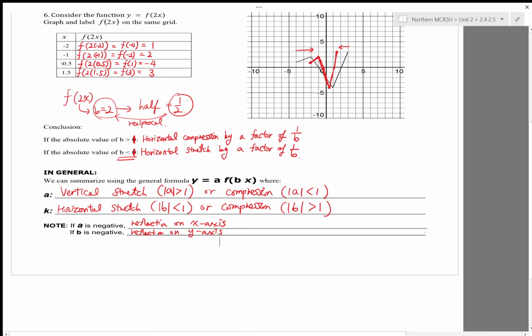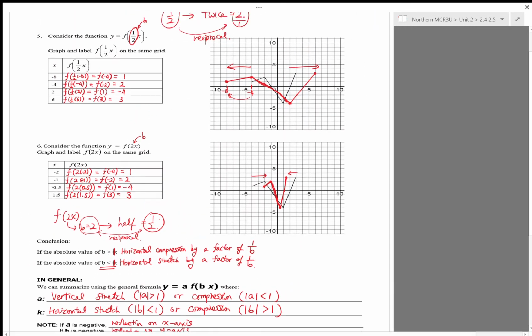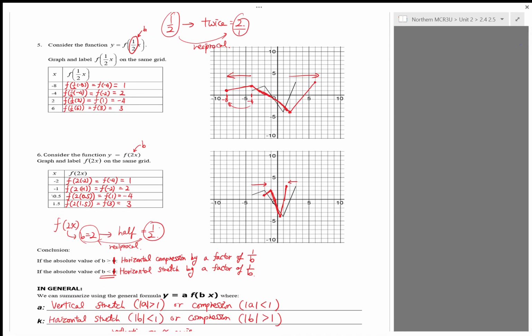So hopefully this summarizes what we did in class, okay? So this was the horizontal compression and stretch. Now that's pretty much it. That was the lesson for 2.5.